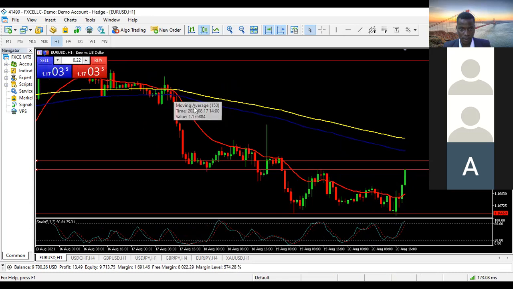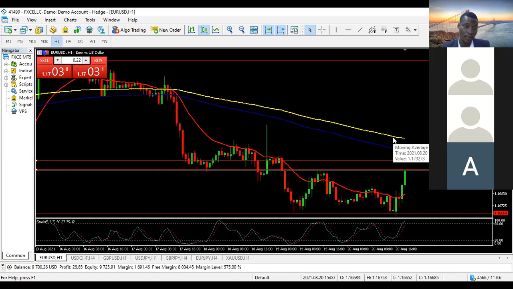If you look from the early hours of today, the market was respecting the 20 moving average, just now it hit the support level and now it has violated it. But it's still a bearish trend. Why? Because it has not violated the 150 moving average, and it has also not violated the 200 moving average.